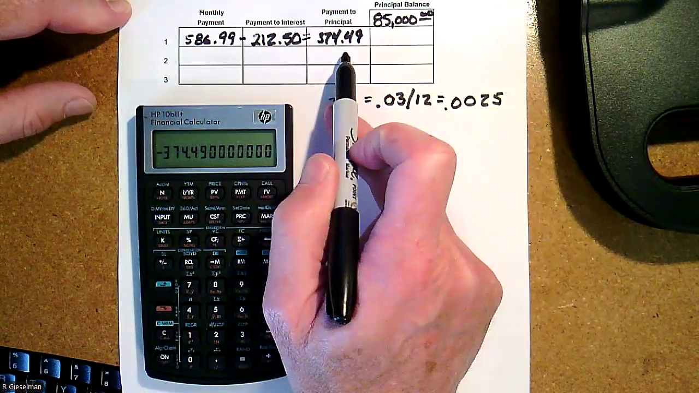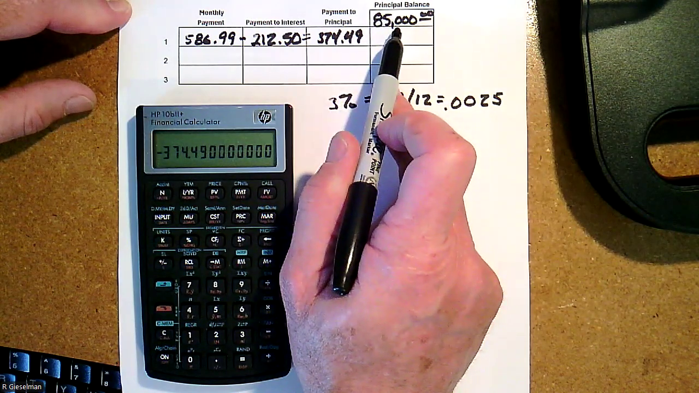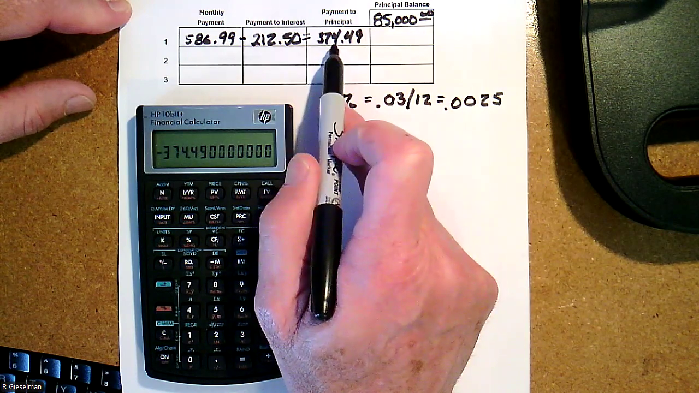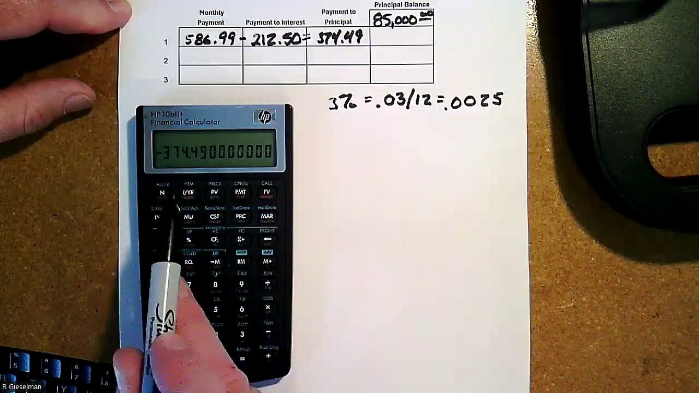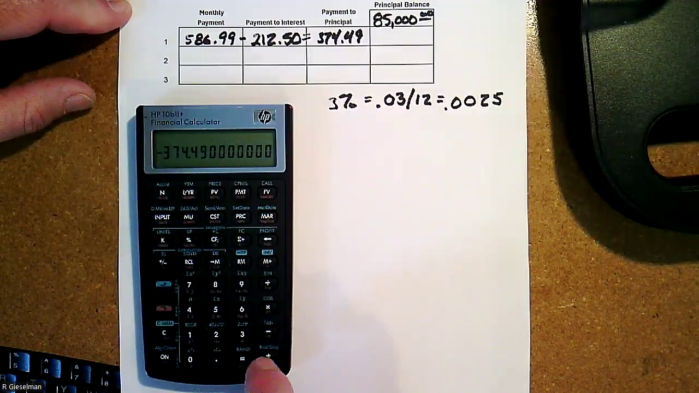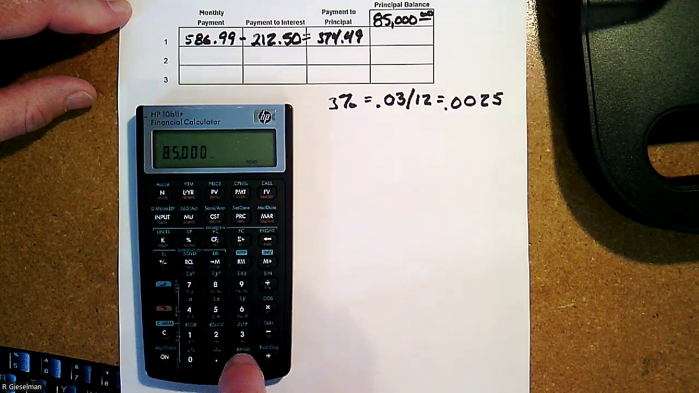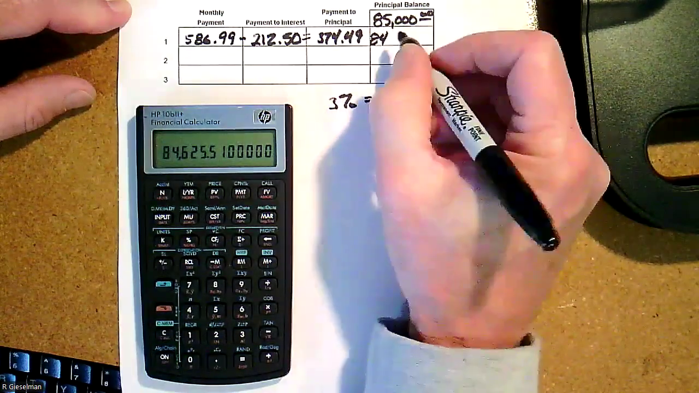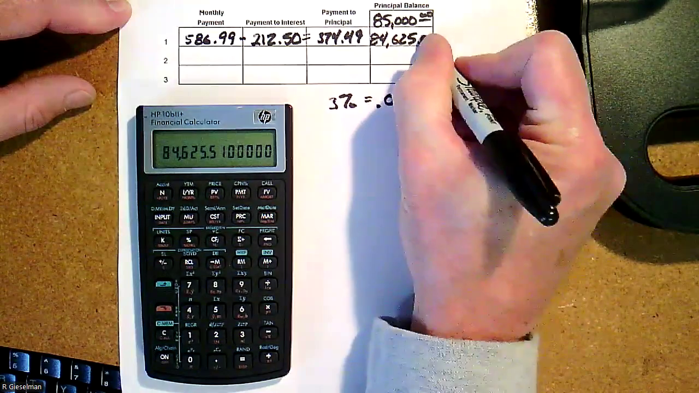The amount that goes to principal is going to make your loan balance smaller. So take that 85,000 minus the amount going to principal. I already have it in my calculator as a negative number, so I'm just going to add 85,000 to it. Gives me 84,625.51.